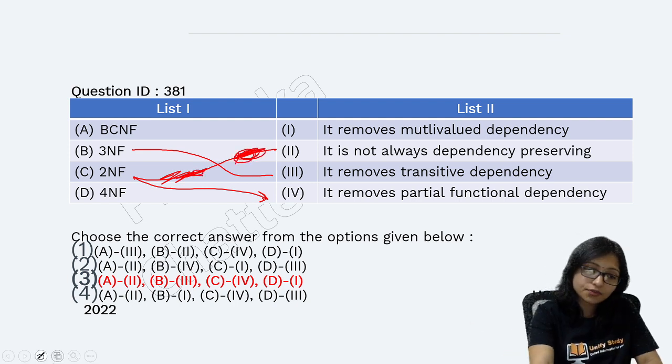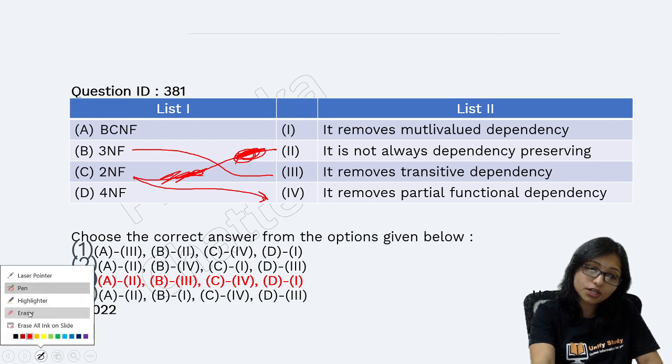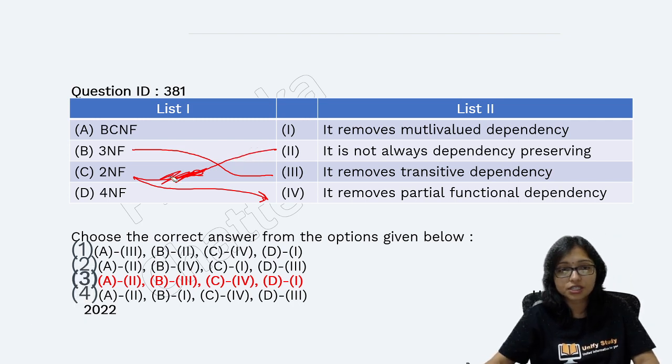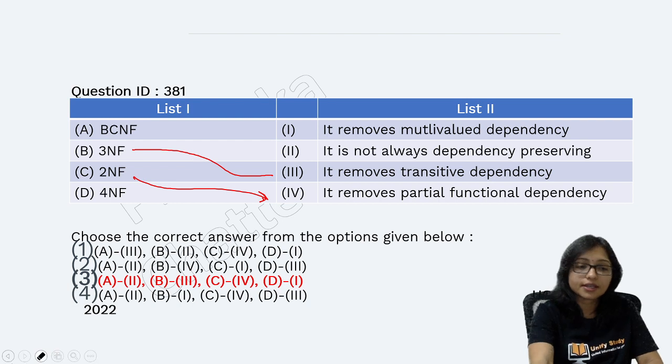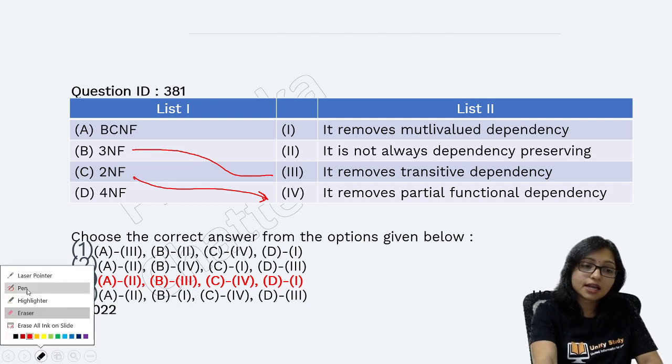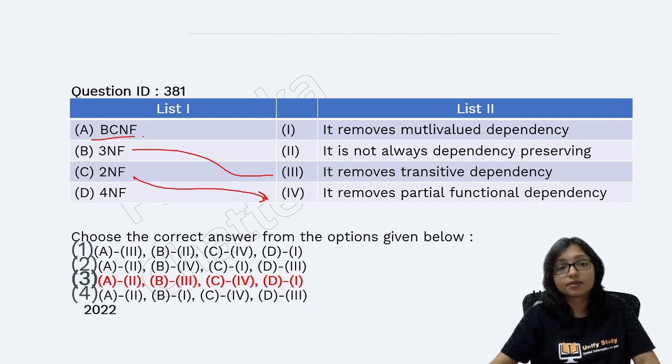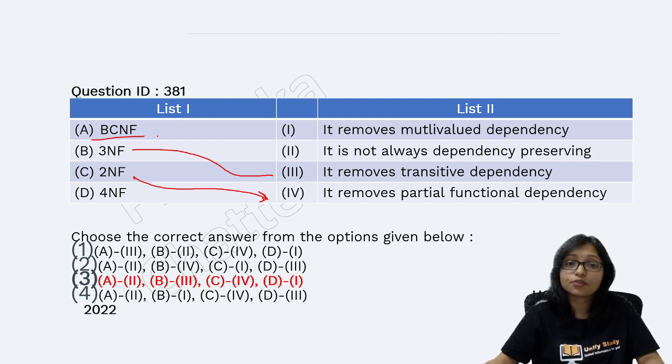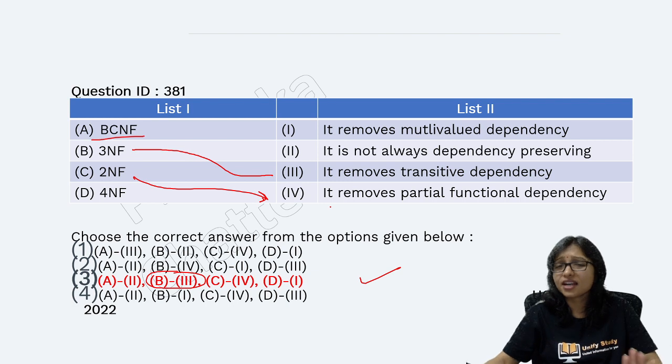So your answer will be what? You already got it, right? This is the partial, this one transitive. Now you can see the next thing, that is BCNF. BCNF was what? No need to do it. Actually from 3NF and 2NF you already got the answer. For 3NF, B will be with the 3 and you can get the answer. But other than that you can do it.